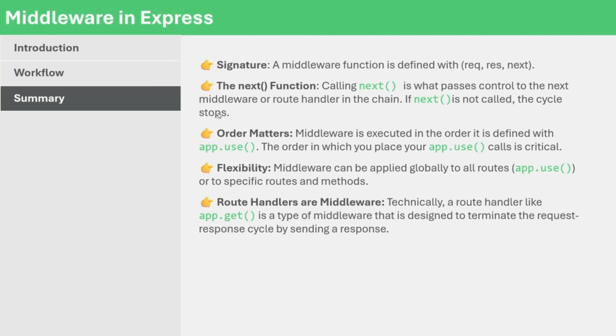Also, as I mentioned before, the order in which we use the middleware matters. Middleware is executed in the order it is defined with app.use. The order in which you place your app.use with a middleware is critical, because in that same order the middlewares will be executed. Middleware can also be applied globally to all incoming requests, or you can create middleware and use it on specific routes. And technically, a route handler function is also a middleware that is designed to terminate the request-response cycle by sending a response to the client.